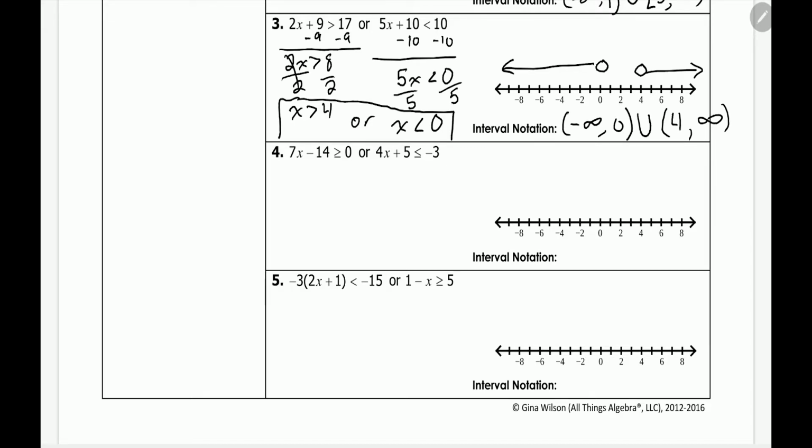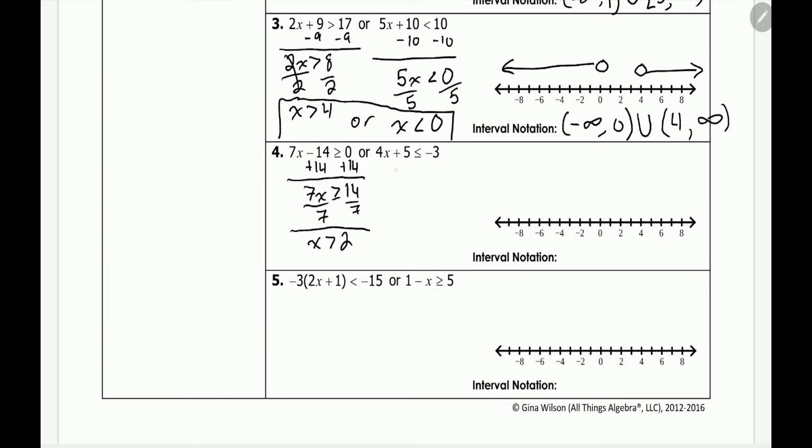Let's take a look at number 4. Number 4 is 7x minus 14 is greater than or equal to 0, or 4x plus 5 is less than or equal to negative 3. Let's start solving. So we're going to add 14 to both sides. We have 7x is greater than or equal to 14. Divide by 7. That leaves us with x is greater than or equal to 2. Okay, that's the first one.